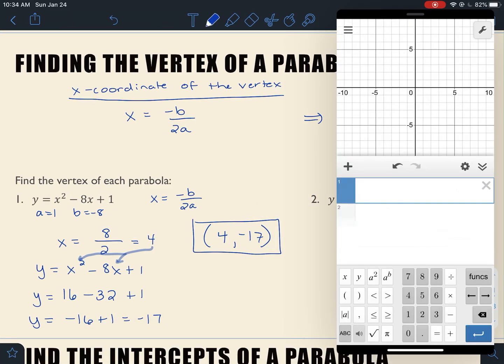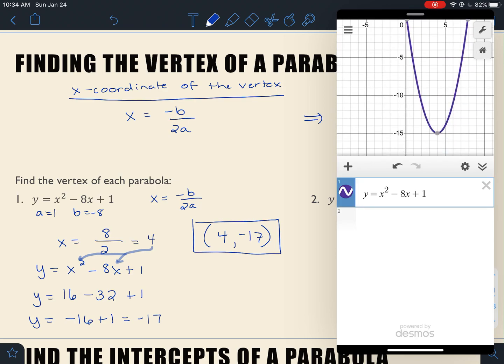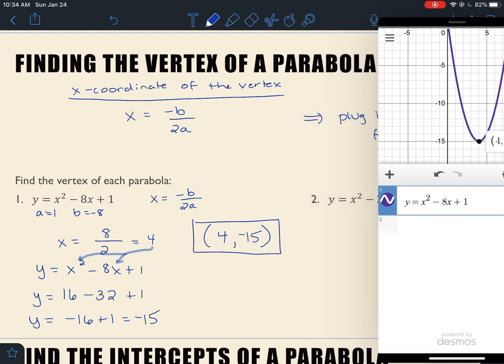And we can check on Desmos. So we can go on Desmos to graph this. y equals x squared minus 8x plus 1. And then if I want to find the vertex, you can just tap on it and notice, oops, we got 4, negative 15. Oops, yes, because I'm adding 1. So that should be negative 15. That was just poor math by Miss Hefflinger. So 4, negative 15 is where the vertex of that parabola is going to exist.